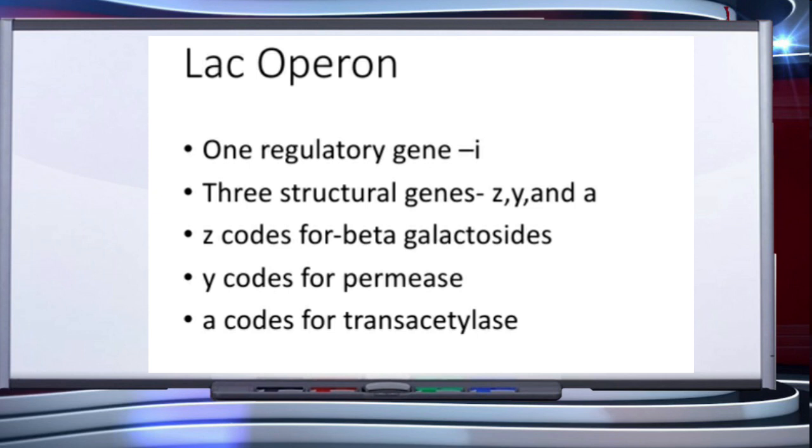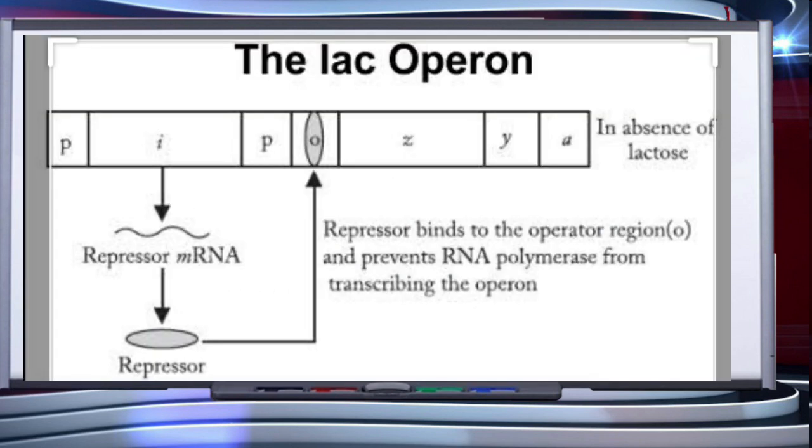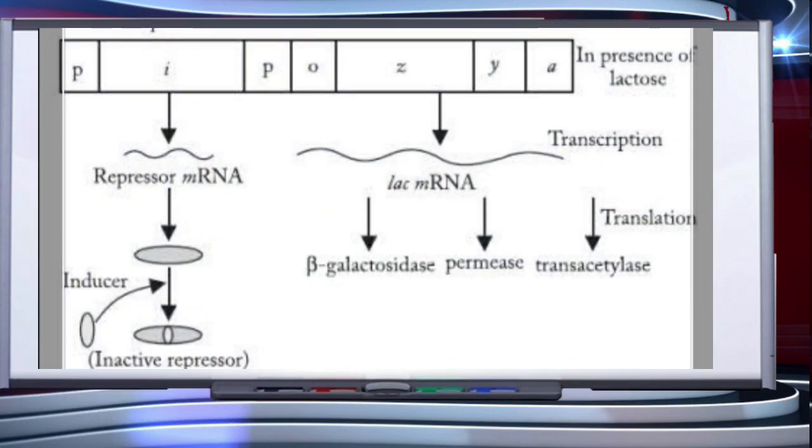In most other operons as well, the genes present in the operon are needed together to function in the same or related metabolic pathway. This slide shows the Lac operon diagrammatically in the absence of lactose. Lactose is a substrate for enzyme beta-galactosidase and it regulates switching on and switching off of the operon, hence termed as inducer. So in the absence of lactose, repressor binds to the operator region and prevents RNA polymerase from transcribing the operon.